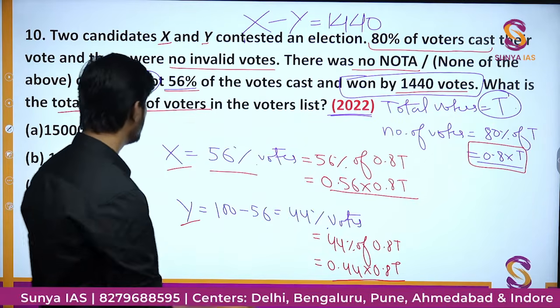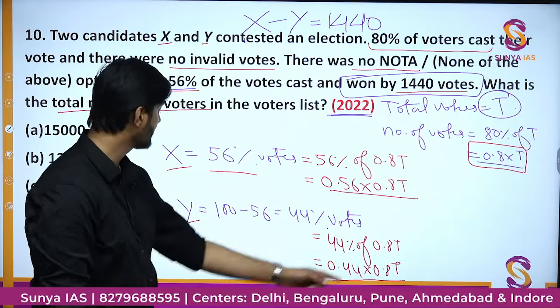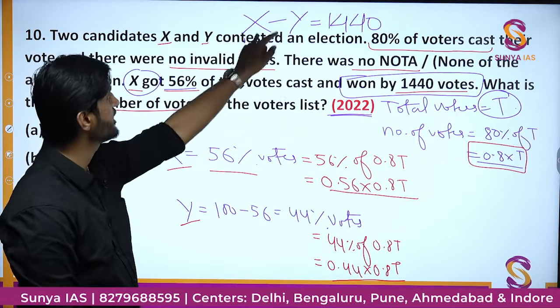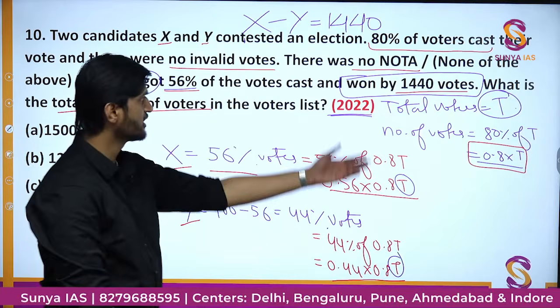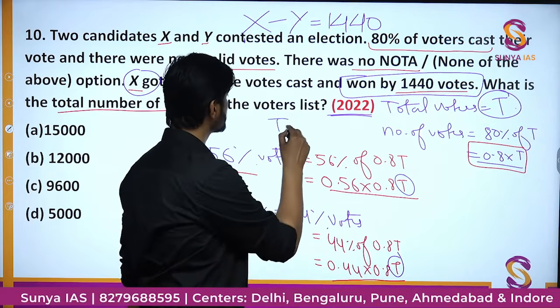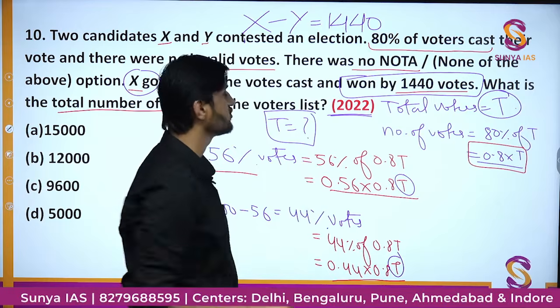Now what we have to do, we have the value of X also, we have the value of Y also. We have to just put these values here and get the value of T to solve the question, because ultimately it is T, the total number of voters in the voters list, that we have to find.